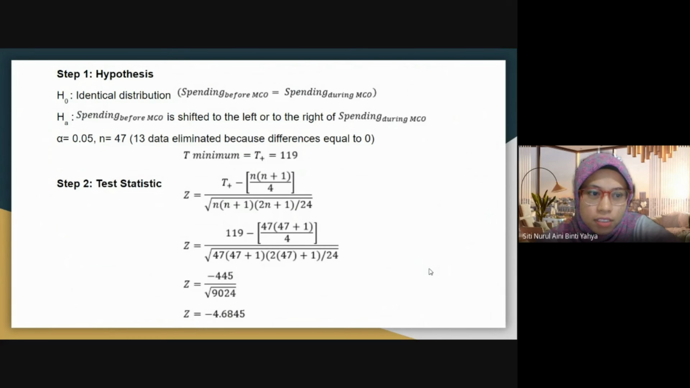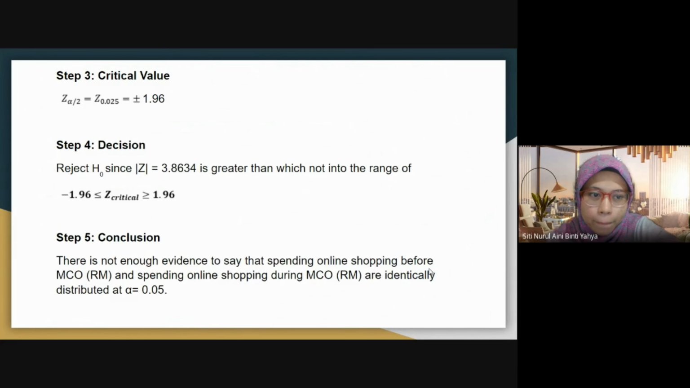Okay, alpha is 0.05 and n is 47. 13 data eliminated because difference equal to 0. Okay, step 2, test statistic. We use T positive because it is the T minimum, 119. Okay, and then we substitute the value to the equation Z and got negative 4.6845. For the critical value is positive negative 1.96, and step 4 is the decision.